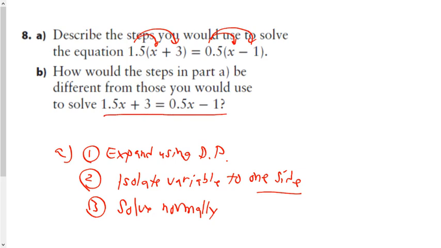Well, for this one, we have eliminated the need to expand using distributive property. It's already expanded for us. So we would just pick it up right here, isolate the variable on one side. I would, for that question, subtract a half an x from both sides, etc., etc.